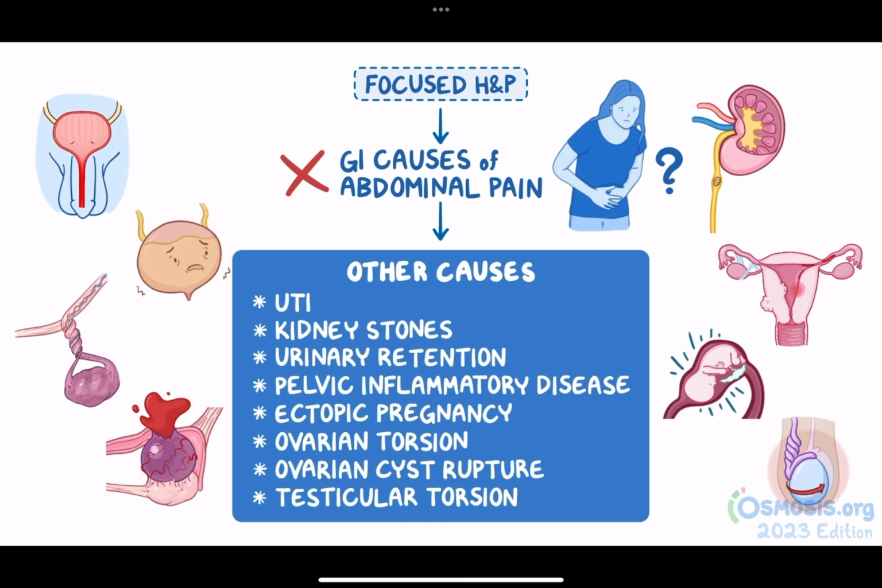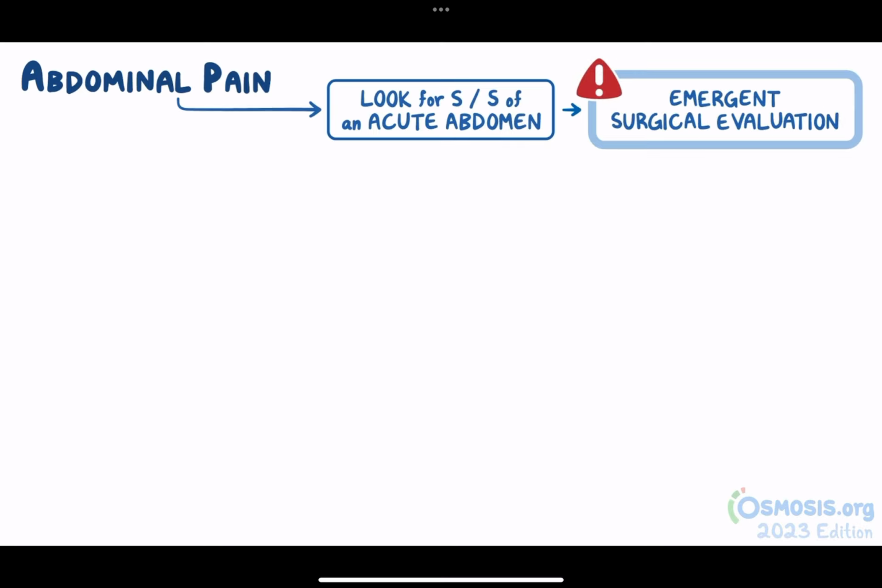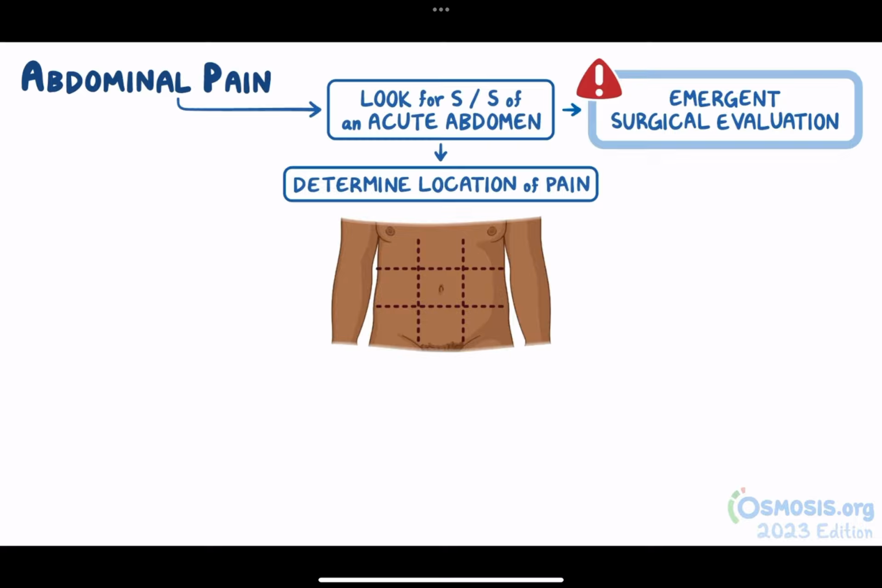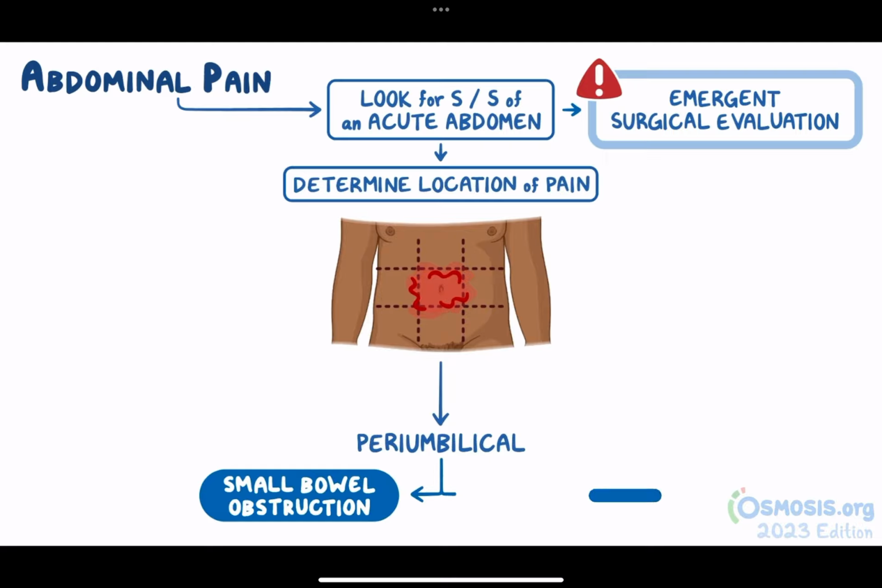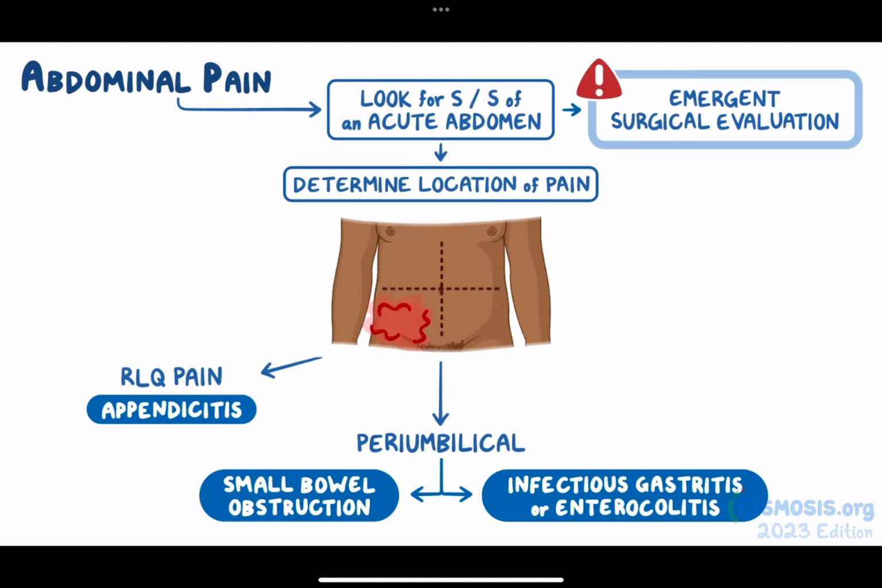Alright, as a quick recap, when assessing a patient with abdominal pain, first look for signs and symptoms of an acute abdomen which will require an emergent surgical evaluation. For patients without an acute abdomen, determine the location of the pain to narrow your differential diagnosis. Periumbilical abdominal pain generally involves small bowel obstruction or infectious enterocolitis. On the other hand, acute appendicitis can present as right lower quadrant pain, while diverticulitis presents most commonly on the left.